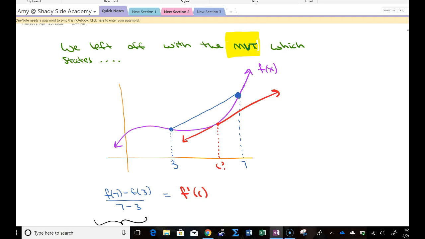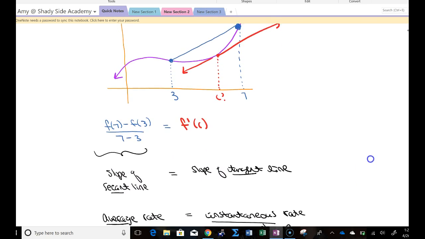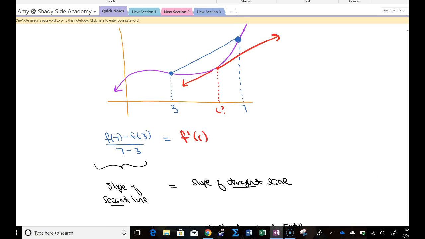We left off in the last screencast talking about the mean value theorem, which states, as we know, that if a function is continuous and differentiable over an interval of x, there must be at least one point c, between 3 and 7, such that the slope of the secant line equals the slope of the tangent line, which is right here. I left off by telling you that what we're going to talk about today in this context is the fact that these two slopes here actually describe rates of change.